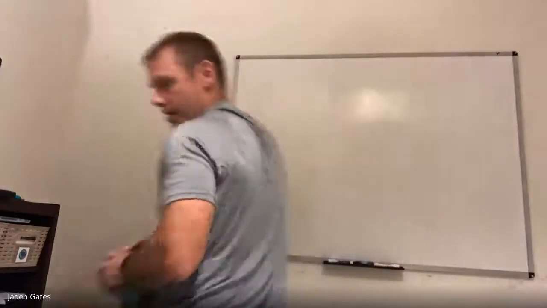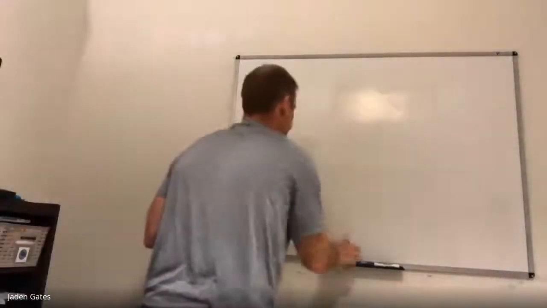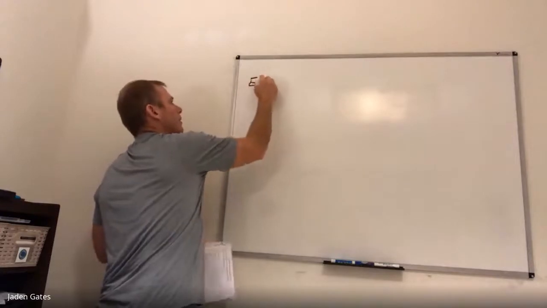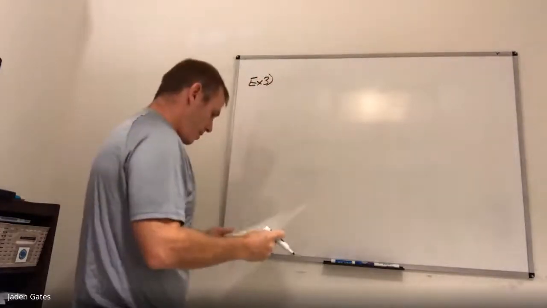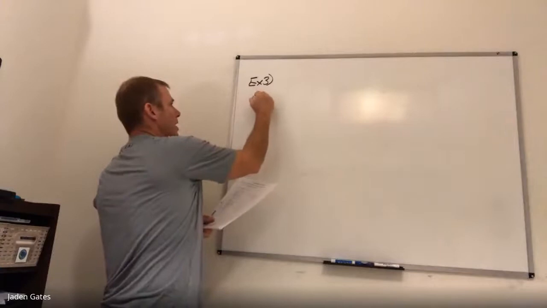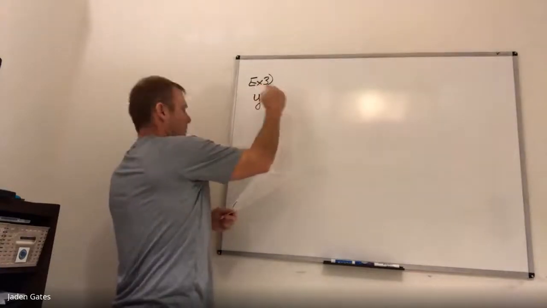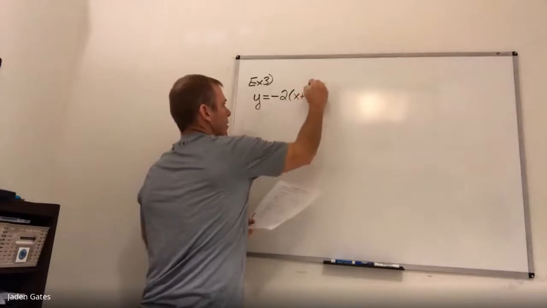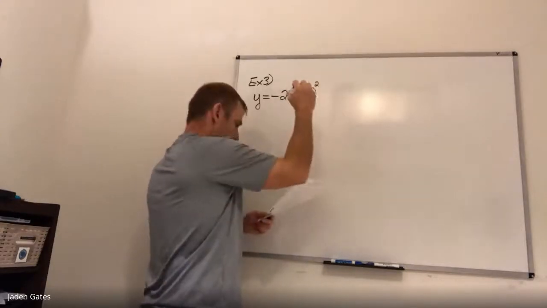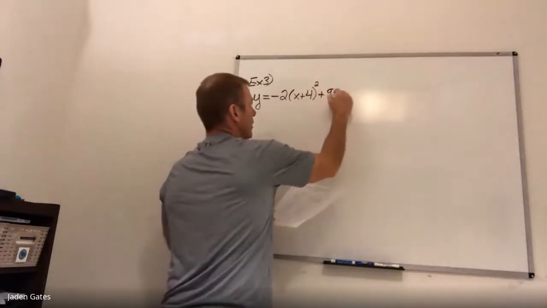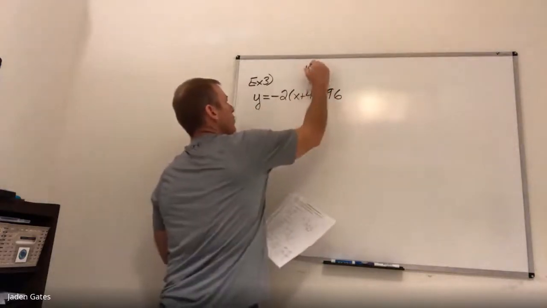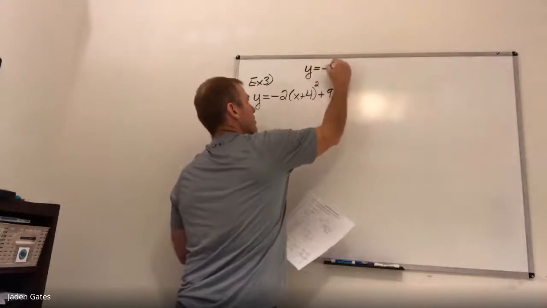All right, next example. I'm going to try to throw all the different ones at you. Example 3. So we have a parabola that is y equals, vertex form here, -2 (x plus 4) squared plus 92. And this is saying to find x when your y value is -6.